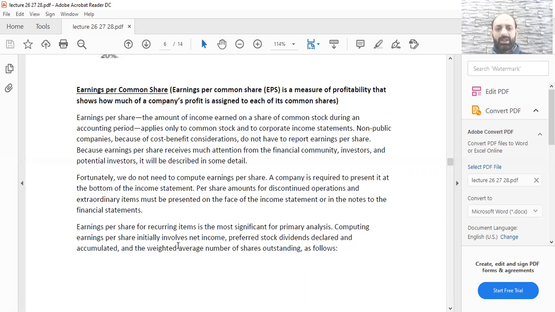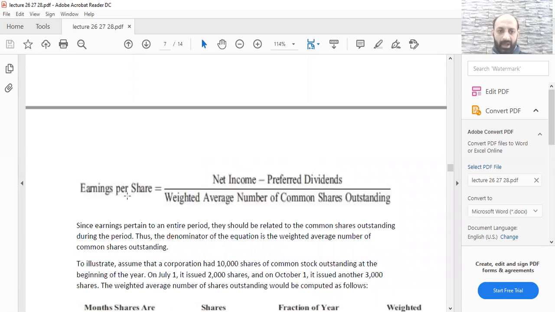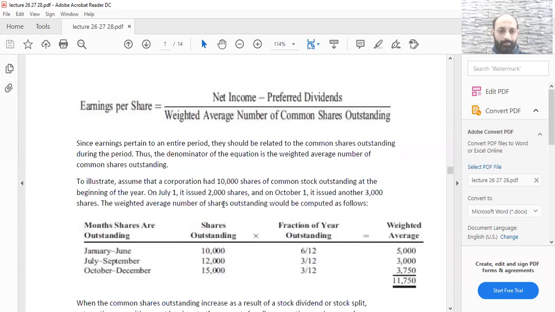Computing earnings per share initially involves net income, preferred stock dividend declared and accumulated, and the weighted average number of shares outstanding, as follows. So the formula for earnings per share is net income minus preferred dividends divided by the weighted average number of common shares outstanding. Since earnings pertain to an entire period, they should be related to the common shares outstanding during the period. Thus, the denominator of the equation is the weighted average number of common shares outstanding. In the denominator you always have the weighted average number of common shares.